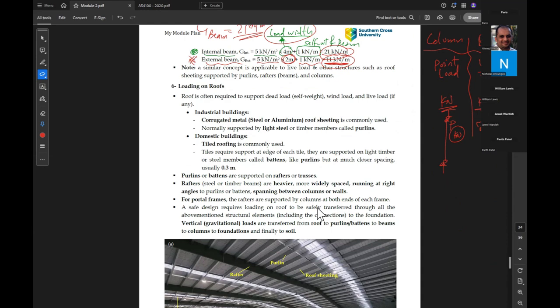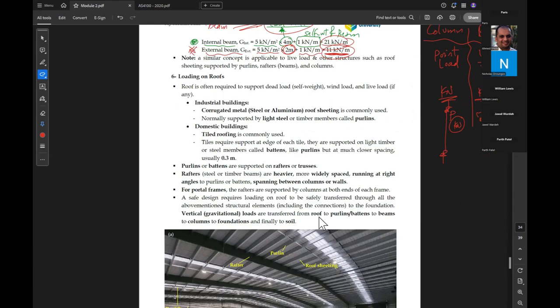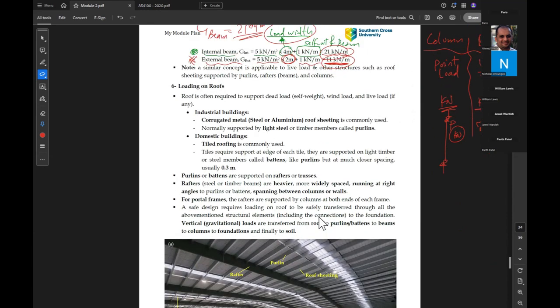Okay, so these are some simple examples. Just to quickly go through this one. Roofs are often required to support dead load, wind load and live load. In industrial buildings, corrugated sheets are commonly used. For domestic buildings, we can have tiled roofs, but in modern construction it becomes steel sheet as well. Steel sheets can be used as well.